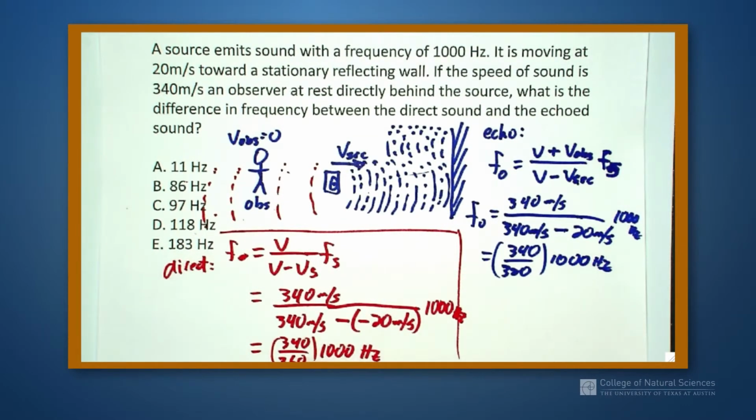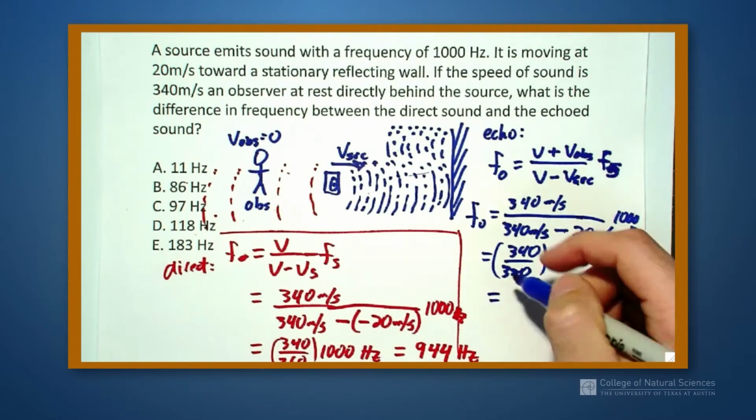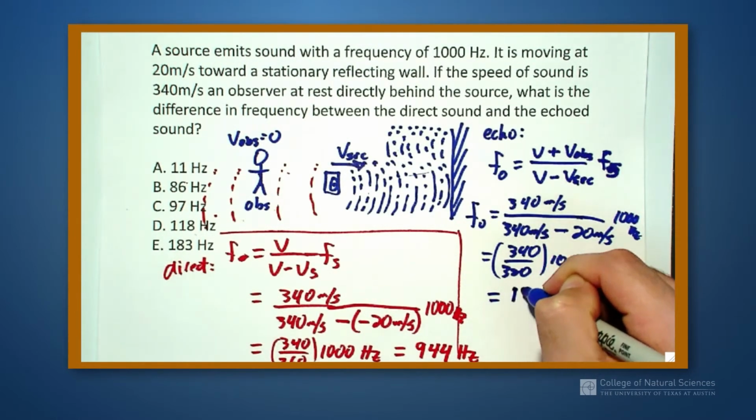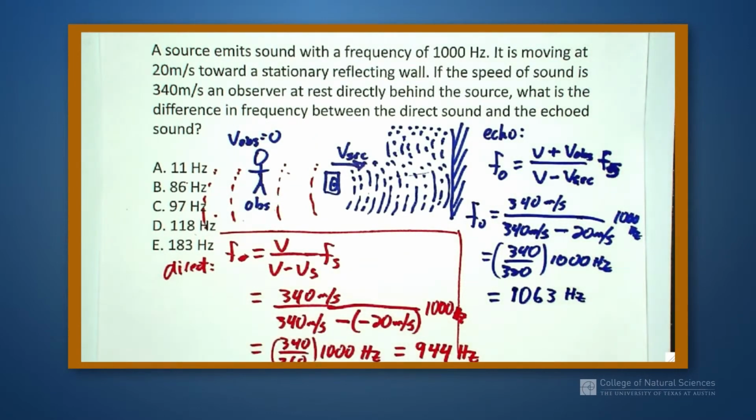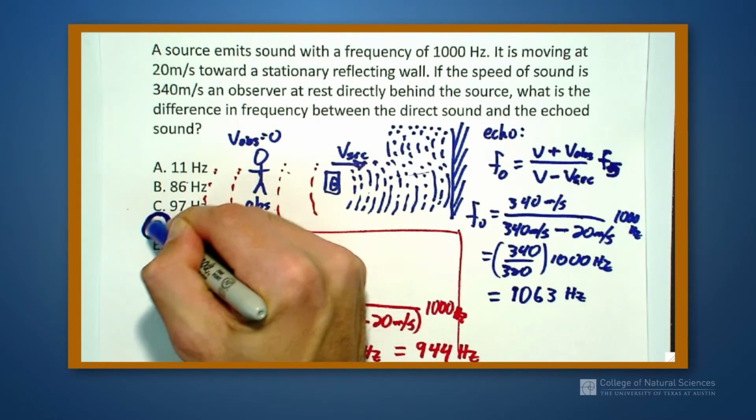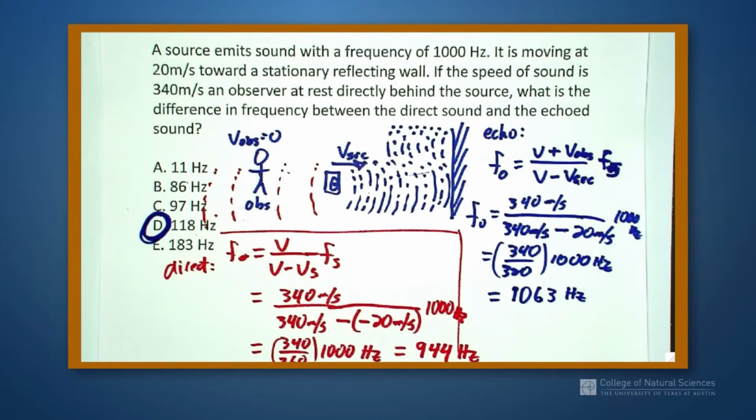So we have 340 divided by 360 times 1,000, and this works out to be 944 hertz. The 340 divided by 320 times 1,000 is going to work out to 1,063 hertz. And if we take the subtraction of the two, we get around 118 hertz, which is going to be our right answer.